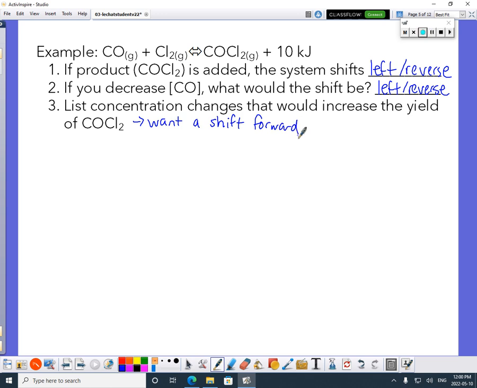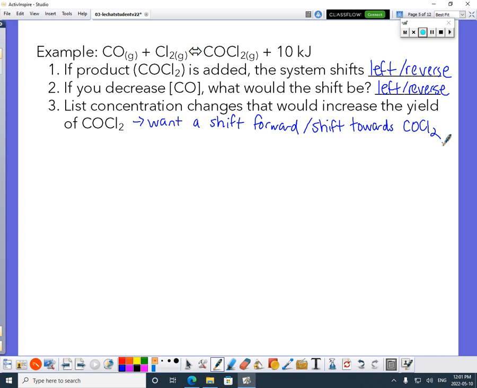So you could also say you want to shift towards the COCl2. That's fine, same thing. So this time I've just told you the direction you want to go, and you need to decide how we're going to get there, okay? So with concentration, there's always increase and decrease. There's 2 choices. So it says list the concentration changes because there are 2 of them.